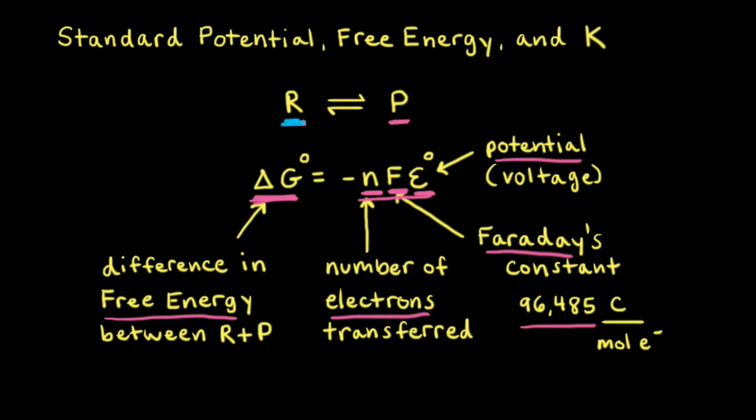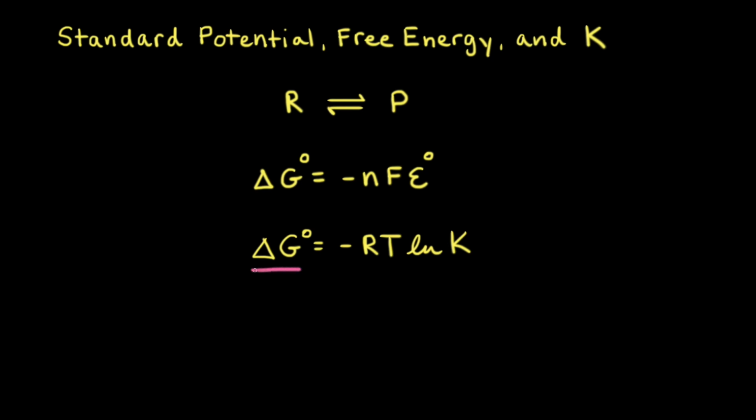If the reactants and products are both in their standard states, we can add the superscript naught to delta G and the superscript naught to E. So we can use this equation to calculate delta G naught from E naught, or vice versa, we could calculate E naught from delta G naught. And remember that delta G naught is connected to the equilibrium constant K by this equation.